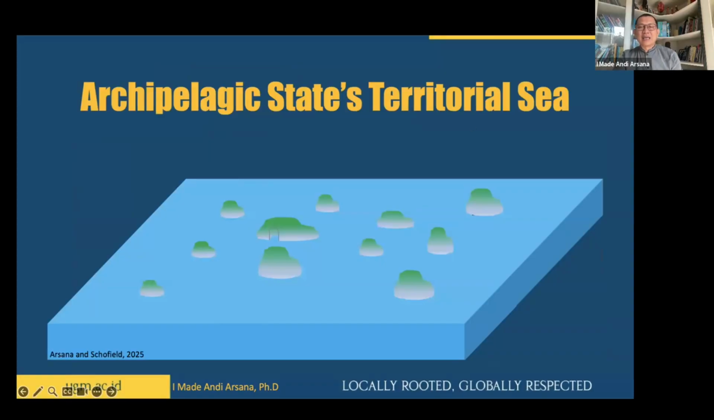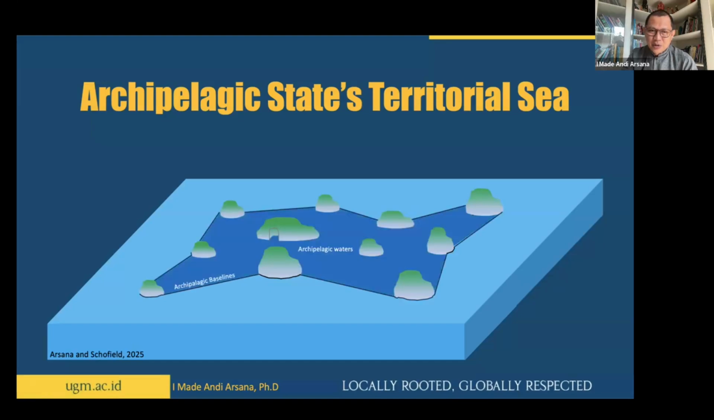Now, the last part is archipelagic states, territorial sea, archipelagic state. Okay, imagine this is actually an archipelagic state atau negara kepulauan. So archipelagic state is another term for negara kepulauan. So for the negara kepulauan like this or archipelagic state, we can connect the outermost point of the outlying islands, which look like this. Okay, this is actually connecting the outermost point of outlying islands. Now, so in the middle over here, it is called archipelagic waters atau perairan kepulauan.